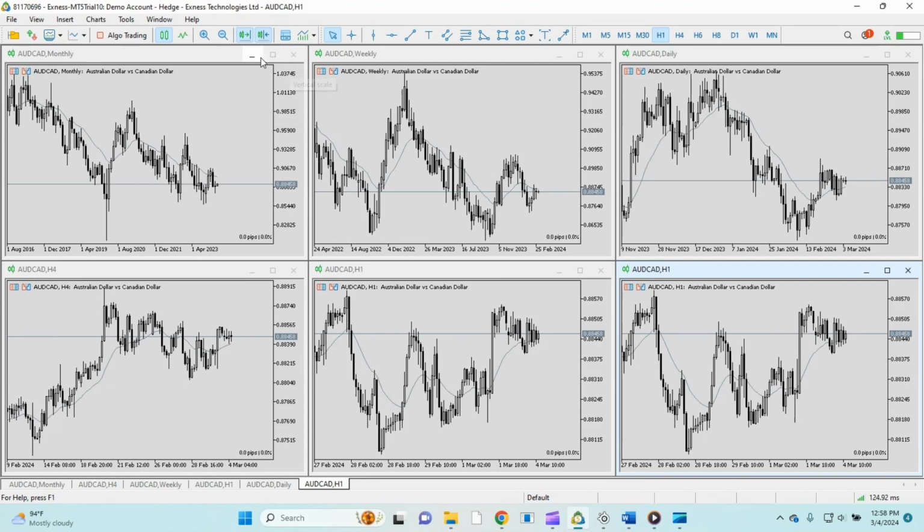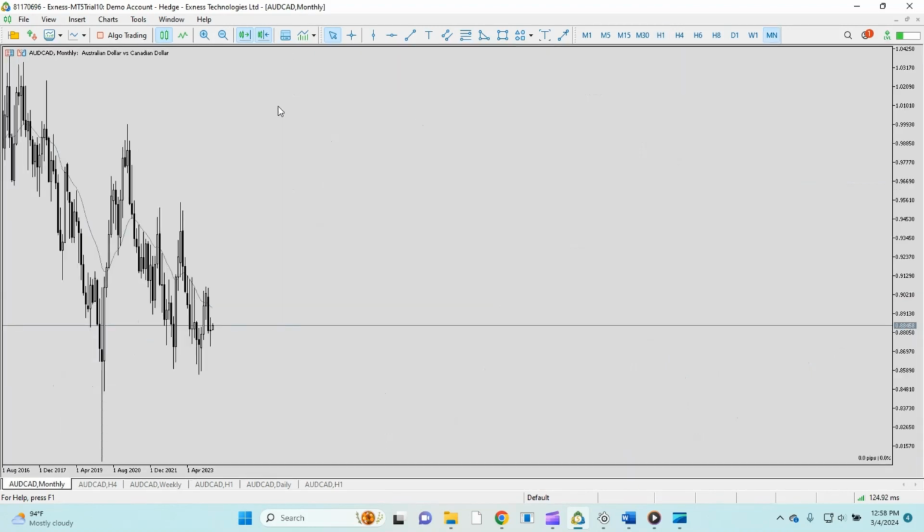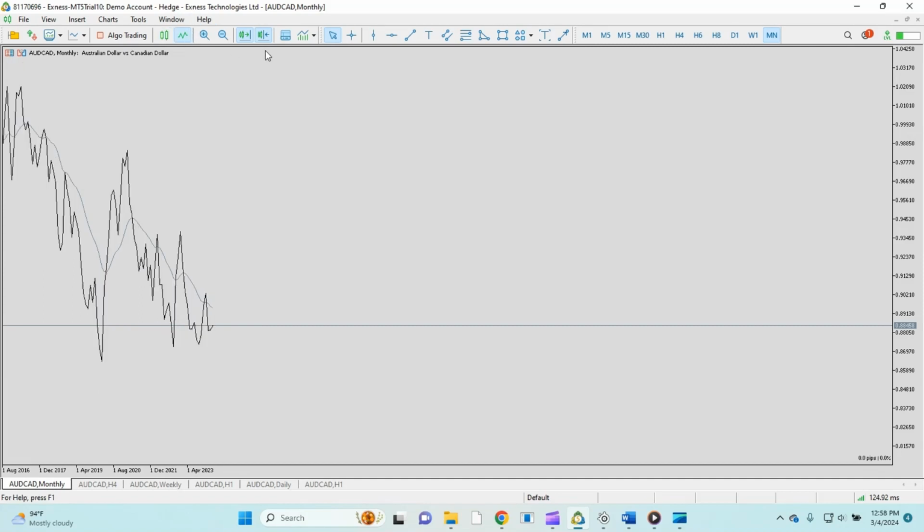So let's start with the monthly chart. You see the monthly chart, what is happening? Let's go to the line chart to know whether we can get a clue. Okay, we see this line, we see a trend line, we see this first touch, second touch. So we will be expecting a third touch around this area.